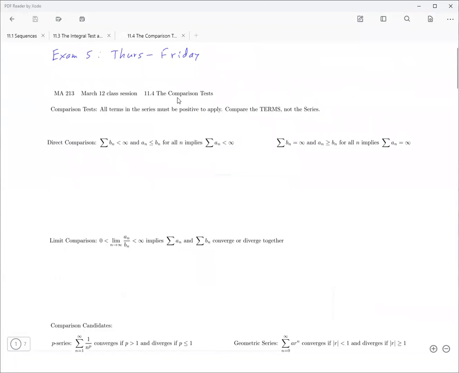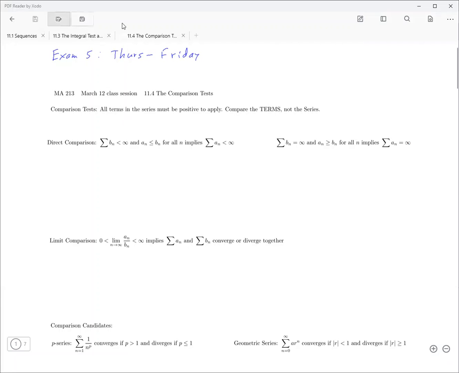Okay, this is the comparison test. And there's different ones. There's compare tests, plural. There's direct comparison, and then there's limit comparison. And limit comparison is stronger, actually. But to kind of understand how a comparison test works, it's best to start with direct comparison.